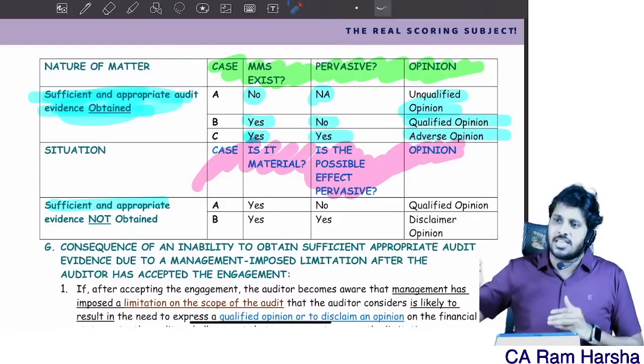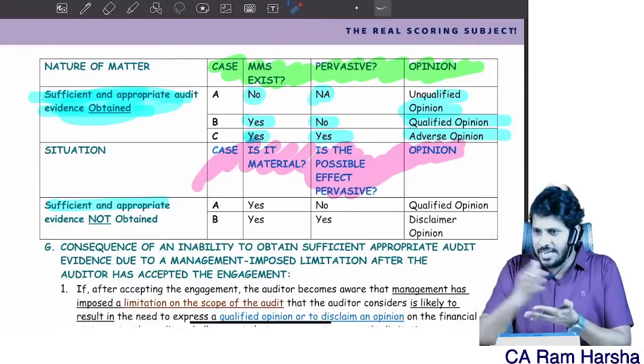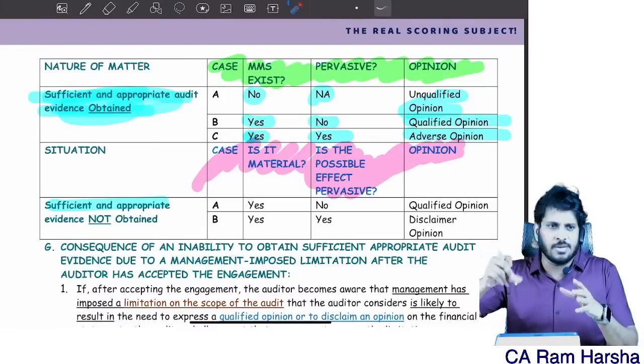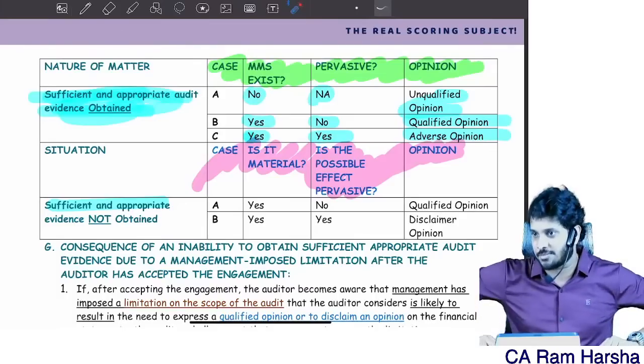Now, in the next session, what we will be understanding is how to draft these opinions. What are the definitions of these opinions? Another 15 to 20 minutes, 15 minutes hardly, it will be over. Then immediately we'll be discussing the basis for opinion section.